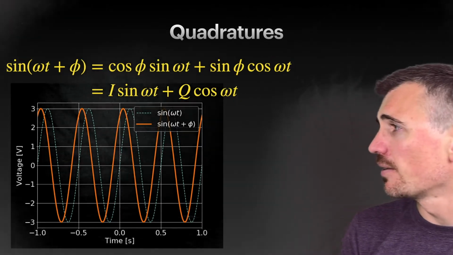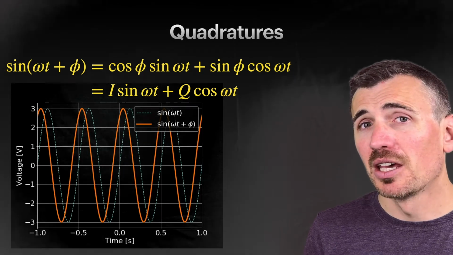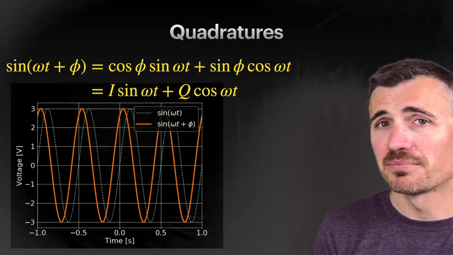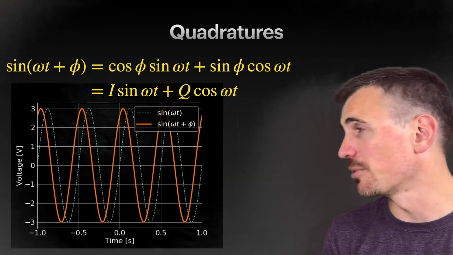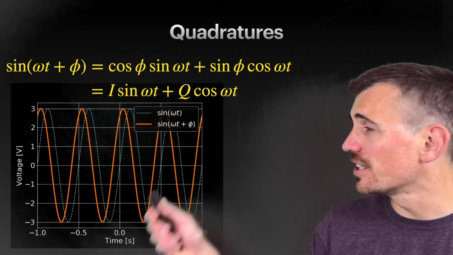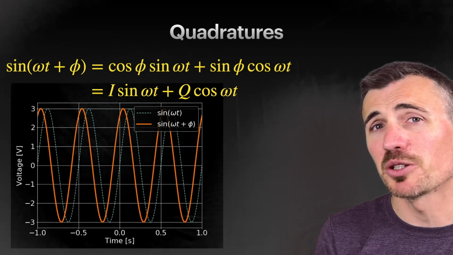So if I plug in that addition formula for sine of omega t plus phi, what I find is that I get sine of omega t times some number, cos of phi, plus cos of omega t times some number, sine of phi. So I can represent a phase-shifted sine wave as just some combination of pure sines and cosines.